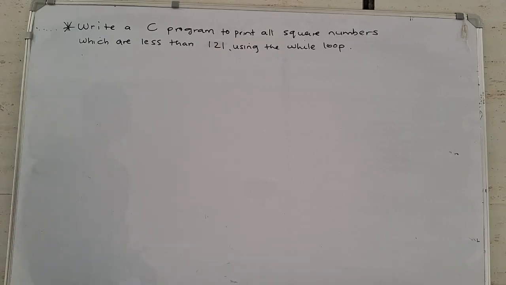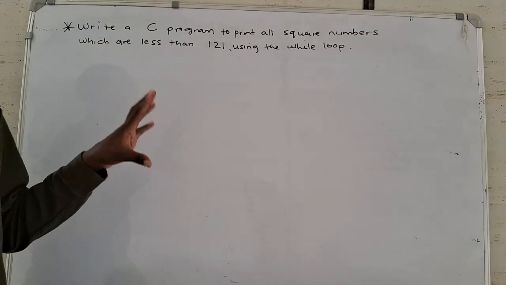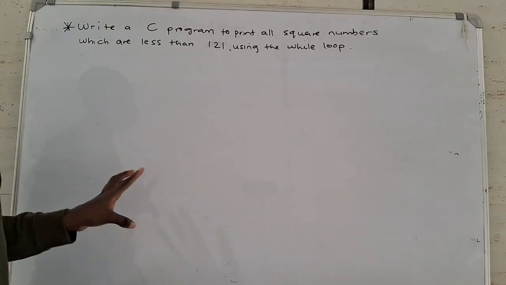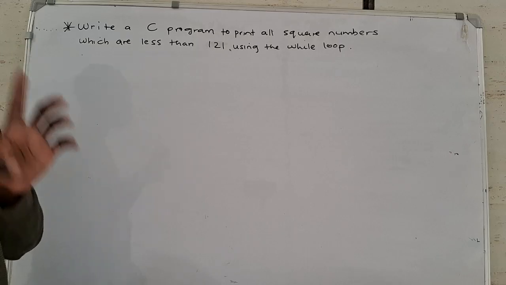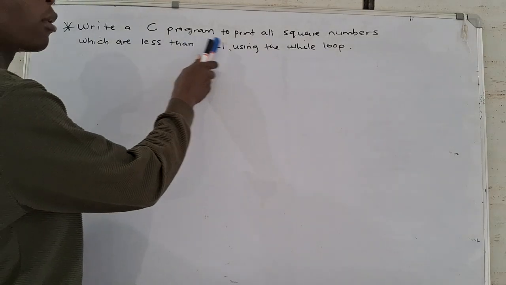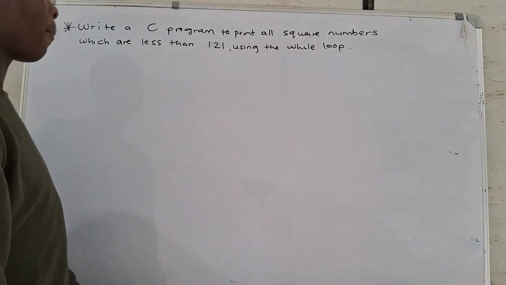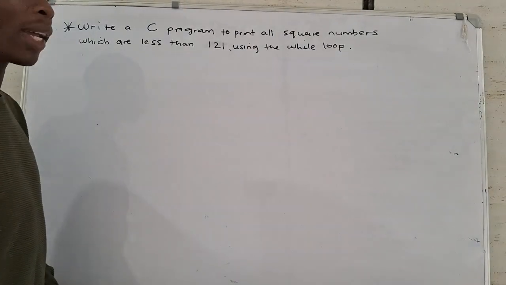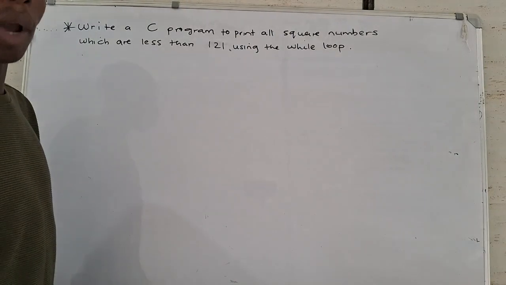In today's class, we are going to write a program using a while loop. This is a basic program, very simple. Write a C program to print all square numbers which are less than 121 using the while loop.